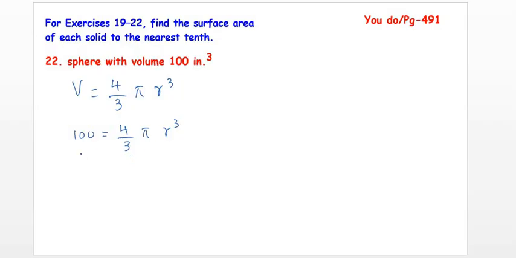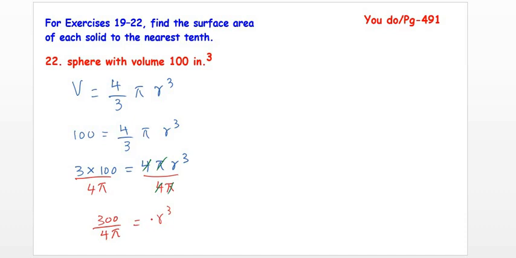How will you move these to the other side? Now clearly you can see this 3 is here in the denominator, so it's going to be multiplied with 100. So we will have 3 times 100 equals 4 pi r cubed, right? So then you can divide each side by 4 pi to get rid of this 4 pi. Okay, so the 4 pi will cancel. So we are left with r cubed equals 300 over 4 pi, right?